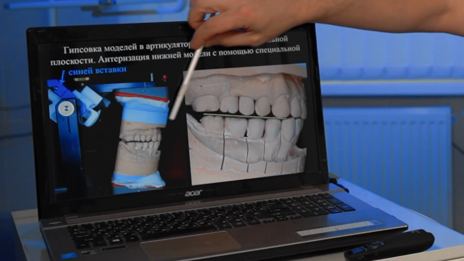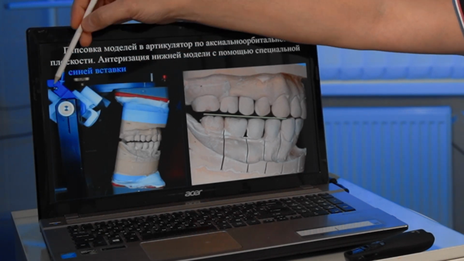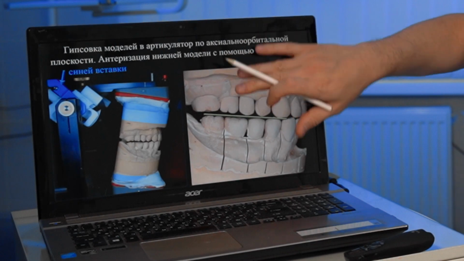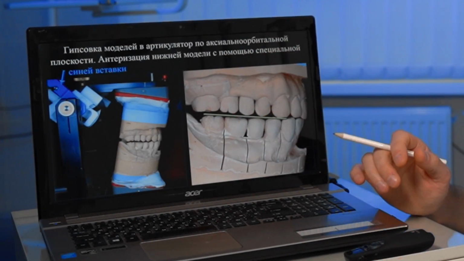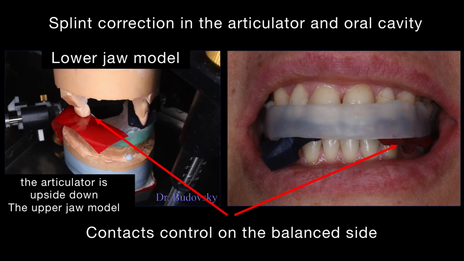We mount the models on the articulator. With the help of a special plate, we provide anterization of the lower jaw. And based on this data, I decided where to do a splint, the lower or upper jaw, because the angle may change due to these moments. We make a splint. I adjust it via the articulator, providing all the movements.